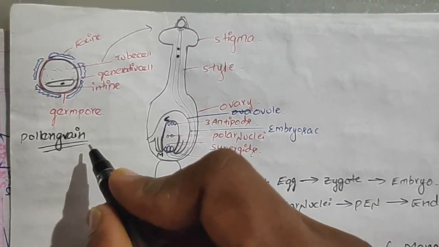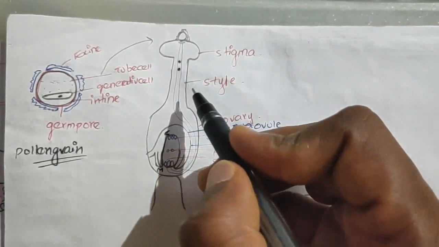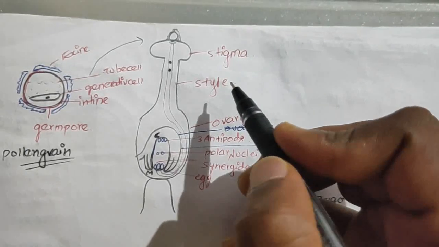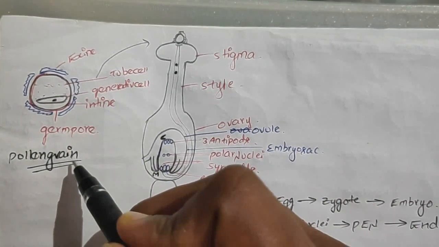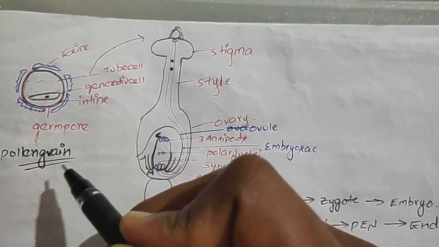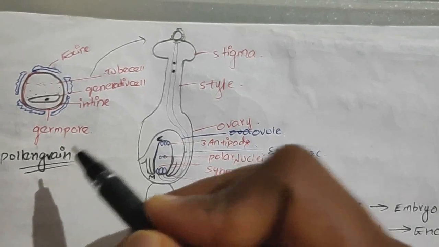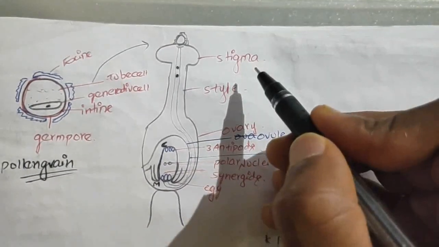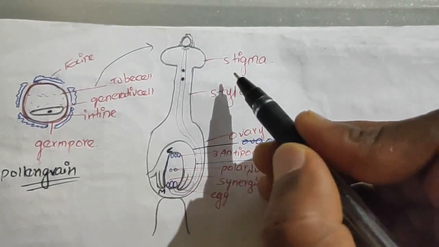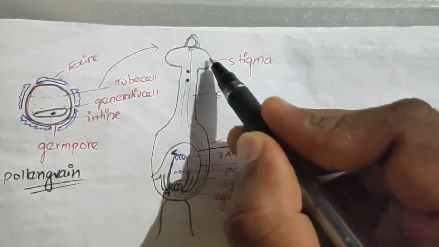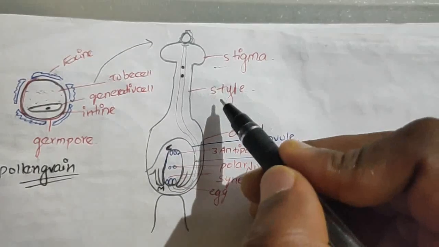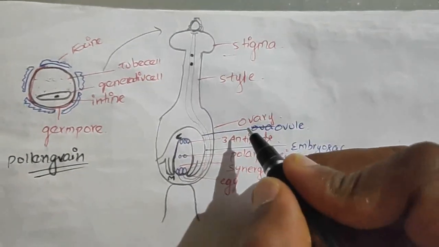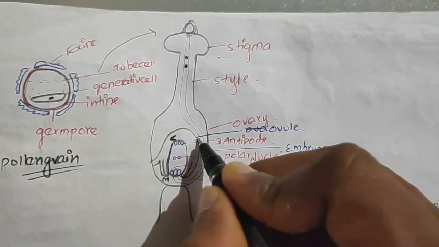This pollen grain, using some external agents, falls on the female reproductive organ, that is the pistil. These external agents may be wind, water, insects, birds, etc. This pistil has three parts. One is the stigma, a bulged part, and below the stigma is a long slender style, and below the style is the ovary. Inside this ovary, the ovule is present.